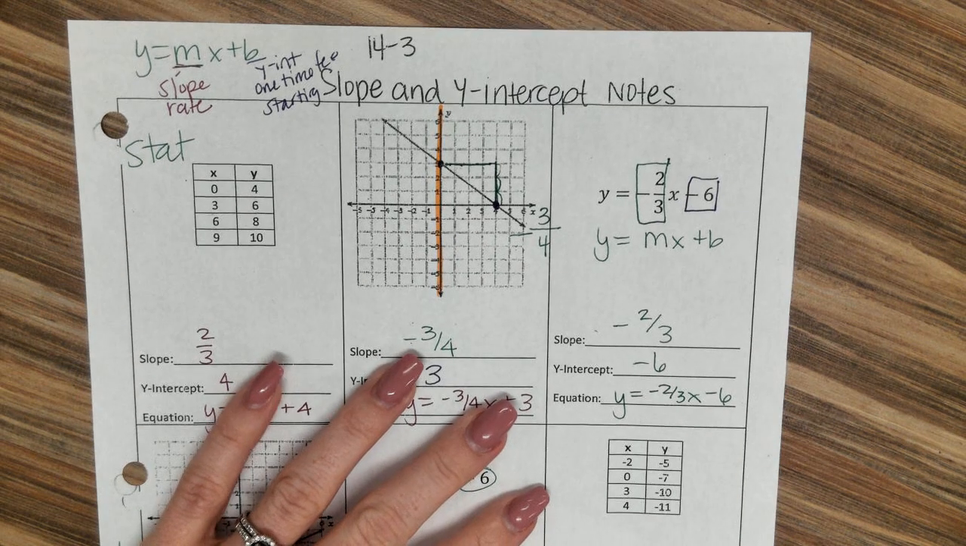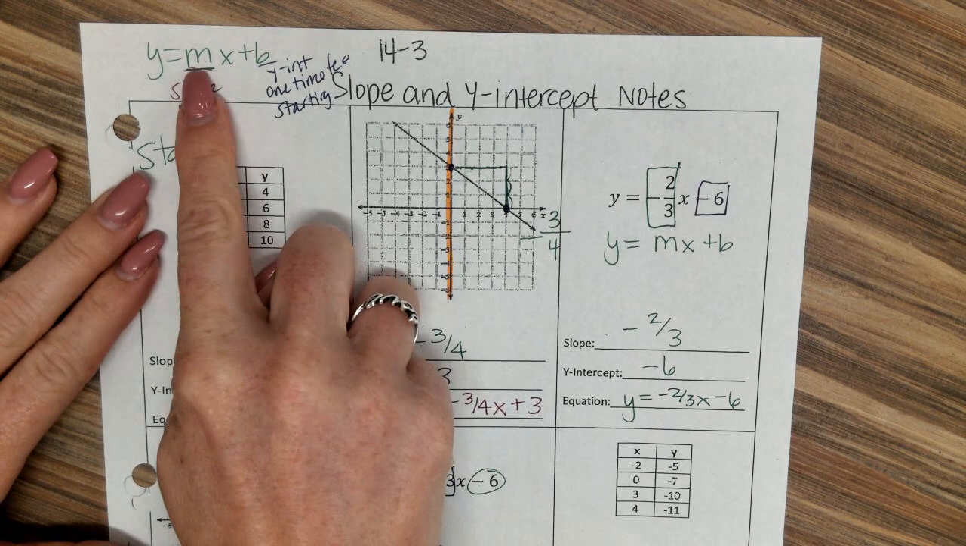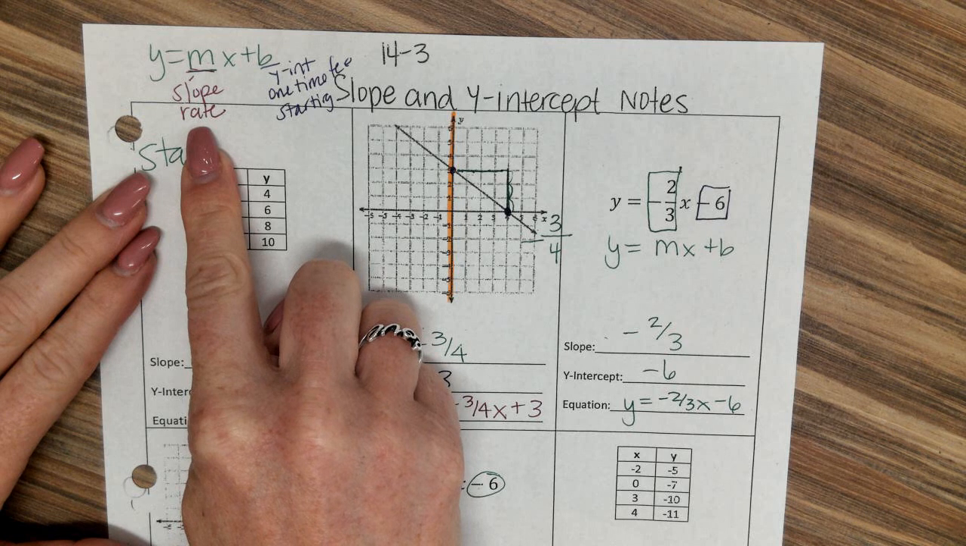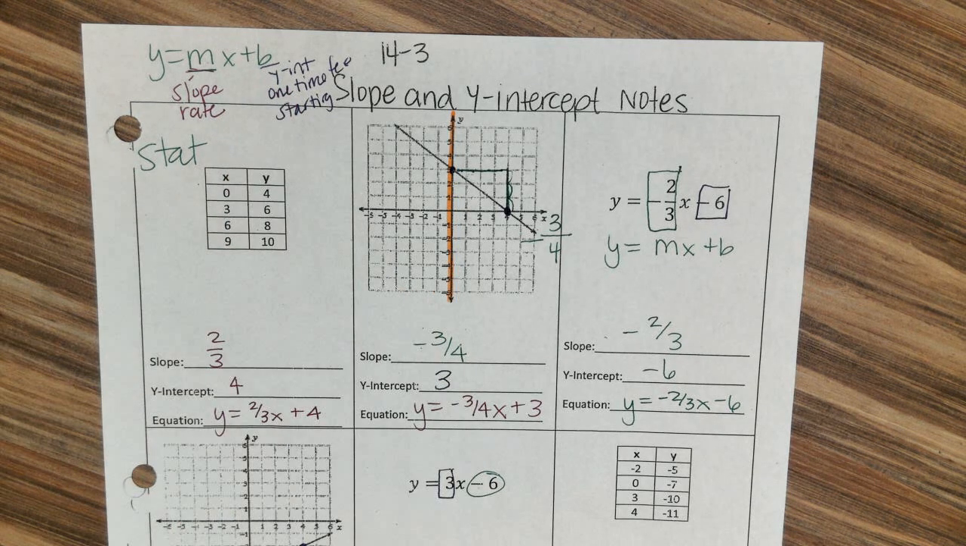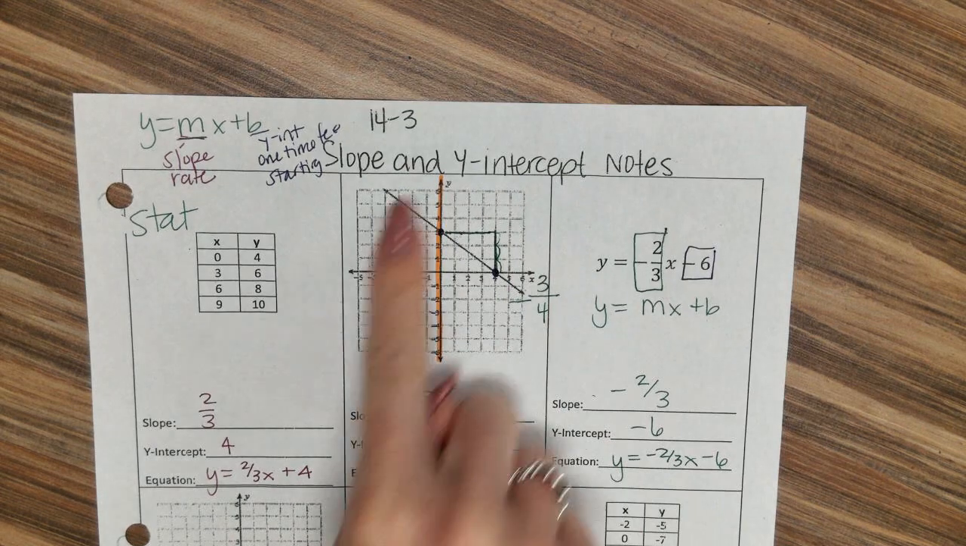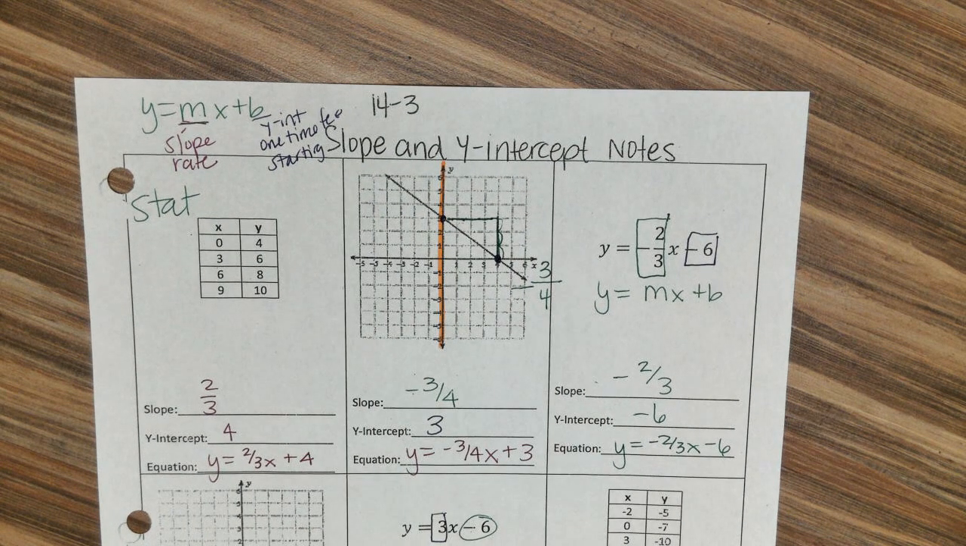Now I'm going to say this again. You have to be able to interpret the slope is the rate, the y-intercept is the one-time fee or starting amount. So I could have asked you on this picture, what's the starting amount? And you should go straight to the y-intercept because you know that's what it means. I should say, what is the rate of change? And you know that means slope, rise over run.